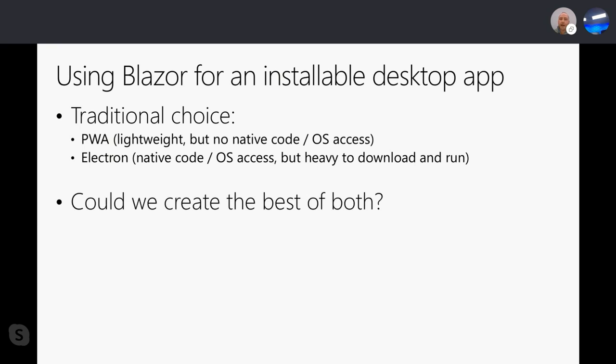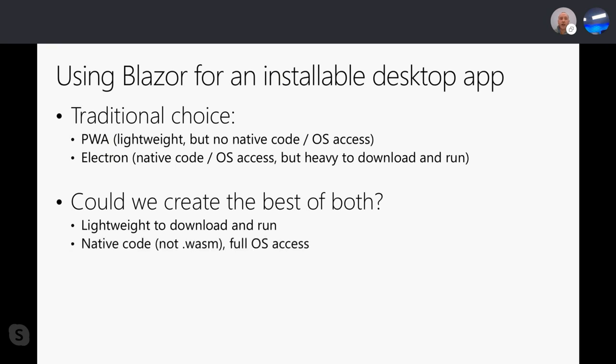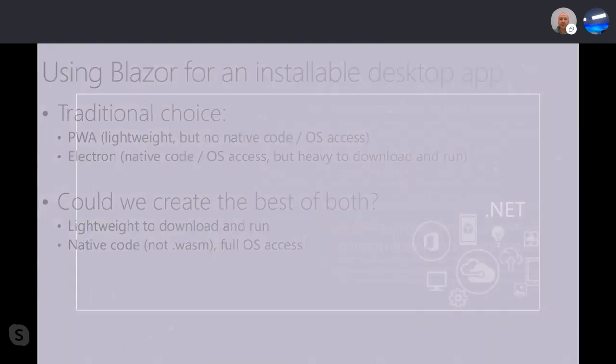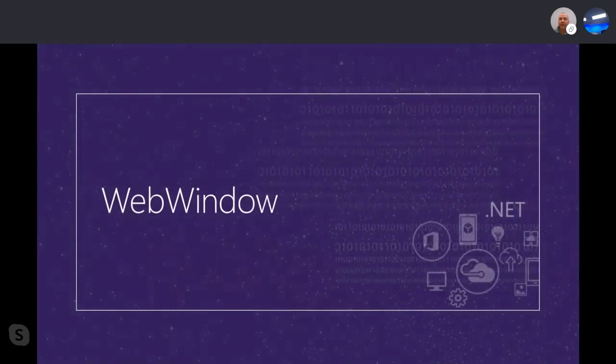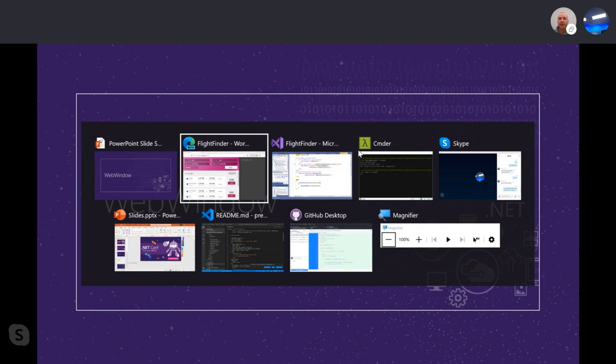So again, that had us thinking, is there some way we could create the best of both? Could we make something that's lightweight to download and run, but also allows you to write native code? So it isn't subject to the browser sandbox, isn't running on WebAssembly, it's running native code. And that brings us to this experiment called Web Window. Okay, let me show you how we can use it.